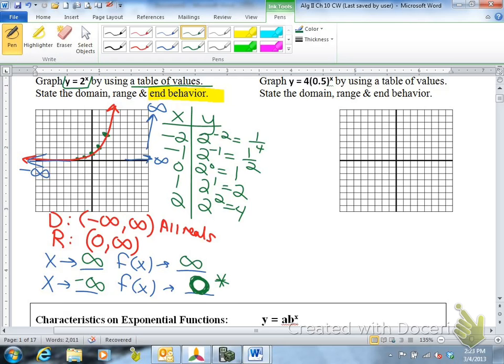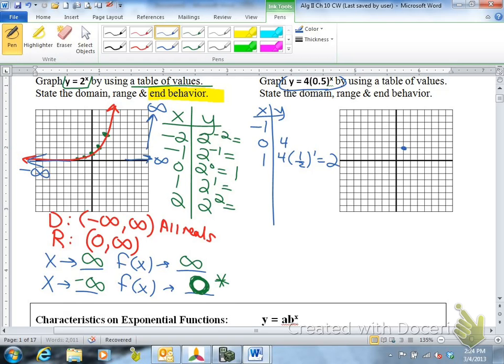So we have another example. Let me erase some of this first. So we can make a table. We're going to graph this function. Make an xy table. You don't have to put 5 numbers. You can just put 3 numbers. When you put 1 in, for instance, we'd have 4 times a half to the 1. And 4 times a half is 2. So you have 1 comma 2.